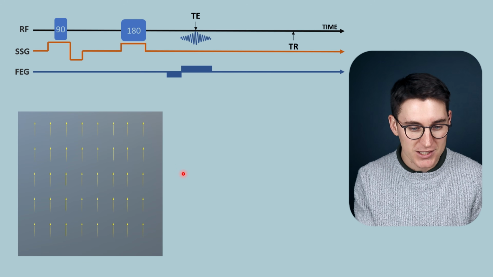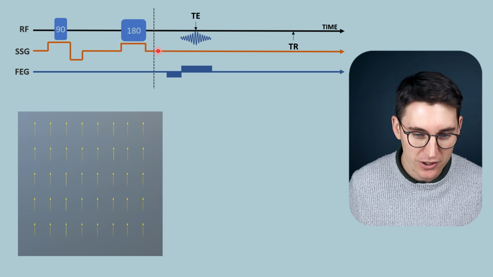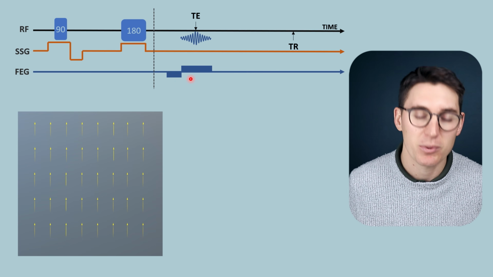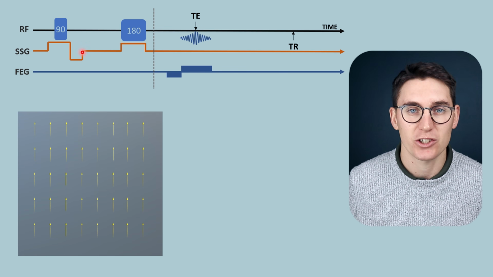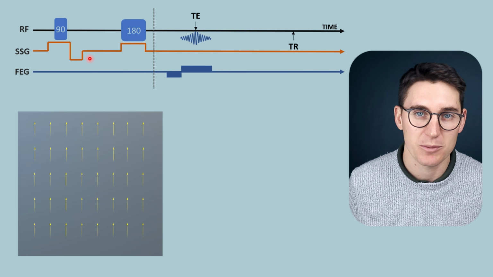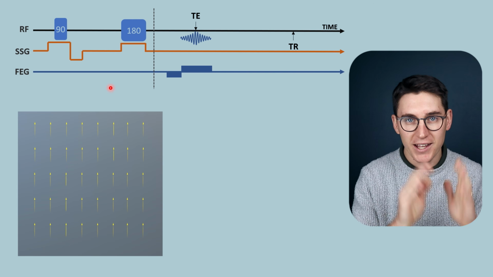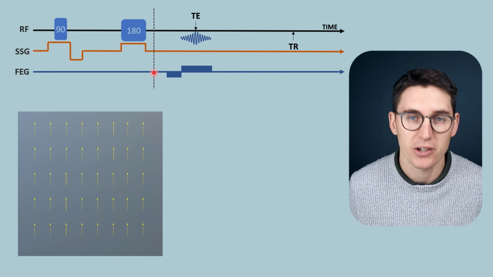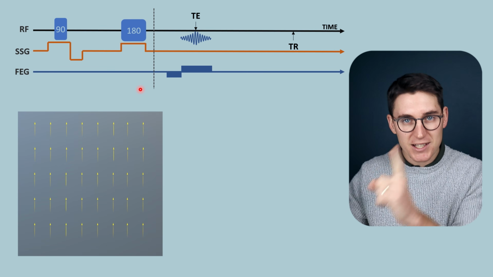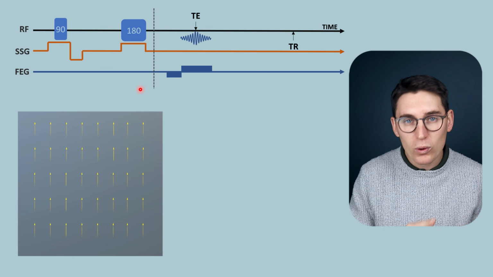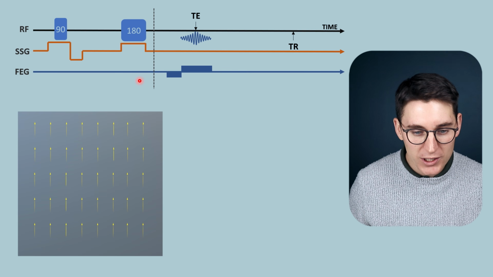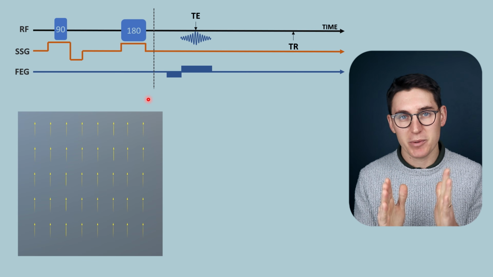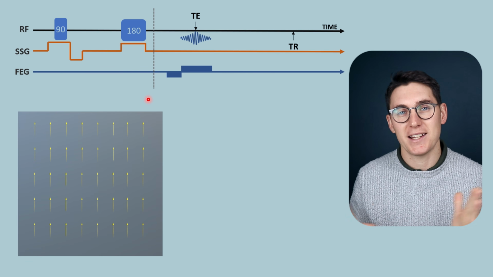Now let's go back to the slice. We look at the slice at a period of time where we haven't yet applied our frequency encoding gradient, and we've switched off the slice selection gradient as well as our radio frequency pulse. What's happening in this slice at this given period of time? Well, the spins in this slice are resonating all in phase with one another at the same frequency. The only magnetization that this slice is experiencing at the moment is our main magnetic field.